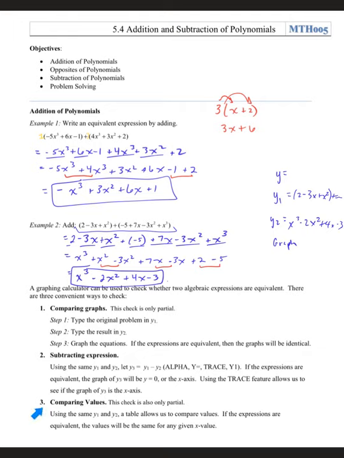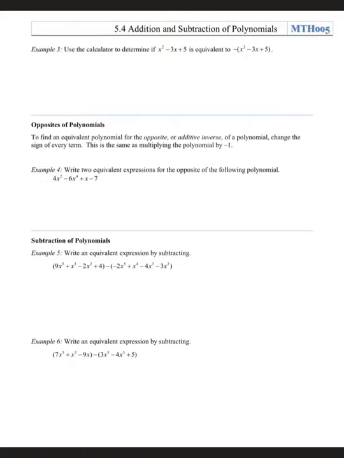And the third way is comparing values. So use the same Y1 and Y2, but instead of pressing graph, you want to do second graph, which will give you the table option. Again, you can play around with those. There are different ways to check it. You can always Google TI-84 comparing graphs, and you'll see a whole bunch of videos there. Okay, moving on to the next page.